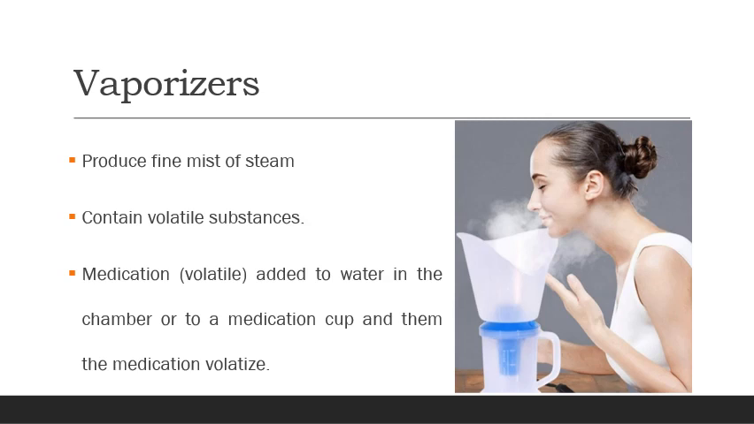Next, we have the vaporizers. These are specialized equipment that produce a fine mist of steam. In this type of equipment, we mostly use volatile substances. The medication that is volatile in nature is added to water in the chamber of this equipment, in a special medication cup, and then with the help of this equipment, the medication volatilizes, and the patient takes up that steam through the mouth as well as the nose into the respiratory tract, and those vapors produce an effect in the patient.